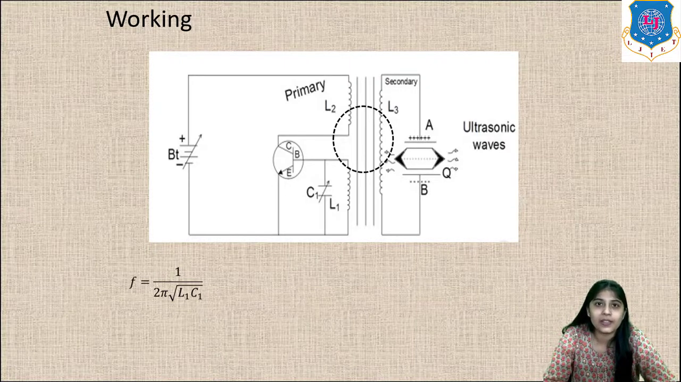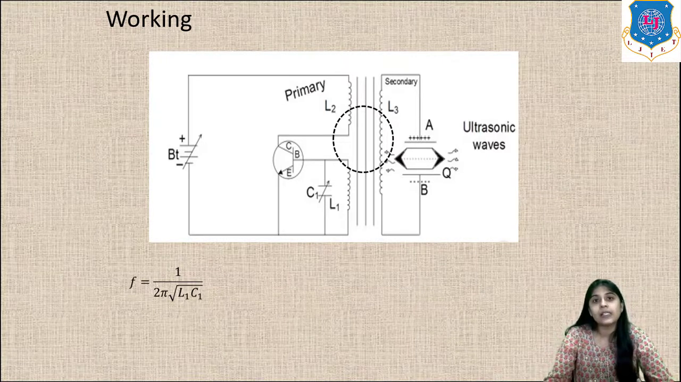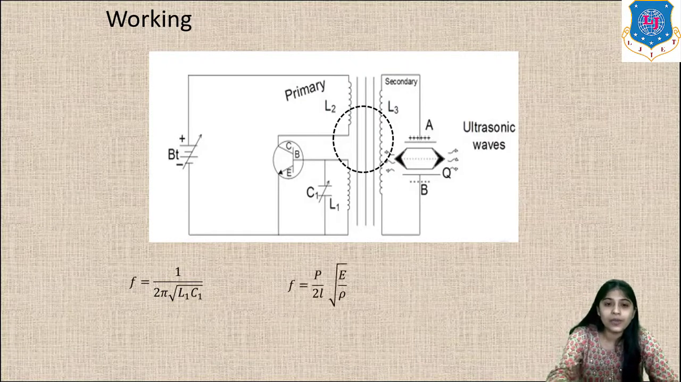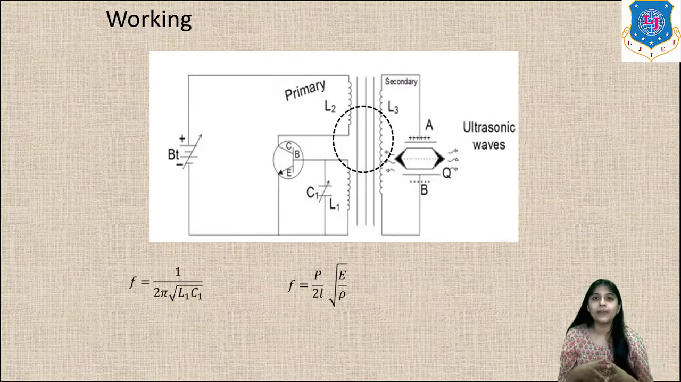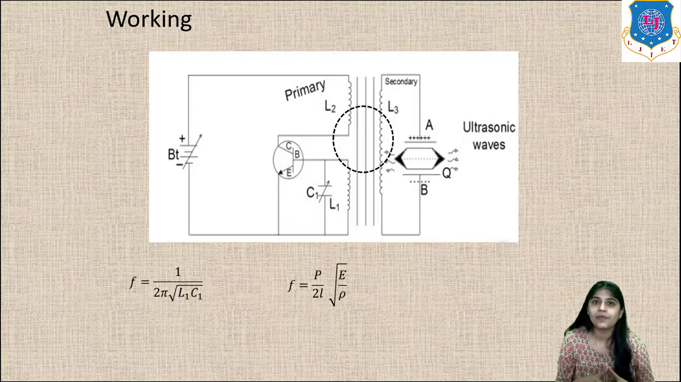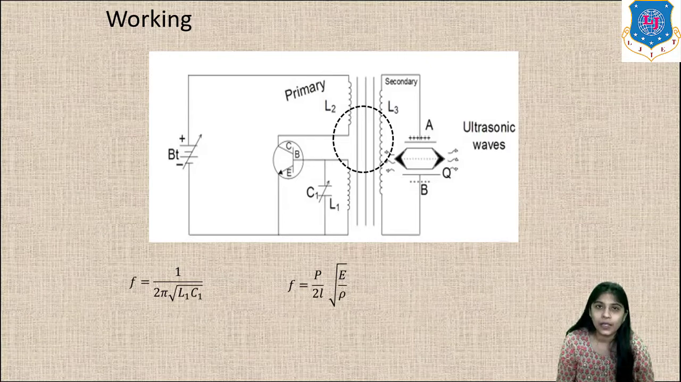The quartz crystal is placed between these two metal plates. So when these metal plates are charged, a potential difference or EMF is applied on one face of the hexagonal crystal. The inverse piezoelectric effect will take place and the crystal will start vibrating with frequency P upon 2L root E by rho. When these two frequencies match, the resonance condition takes place, and at resonance the crystal vibrates with maximum amplitude and ultrasonic waves are produced from the ends of the quartz crystal. So this is how ultrasonic waves are generated.